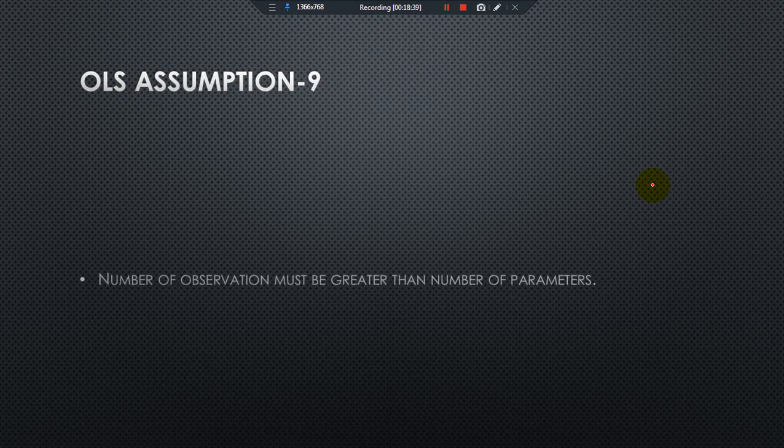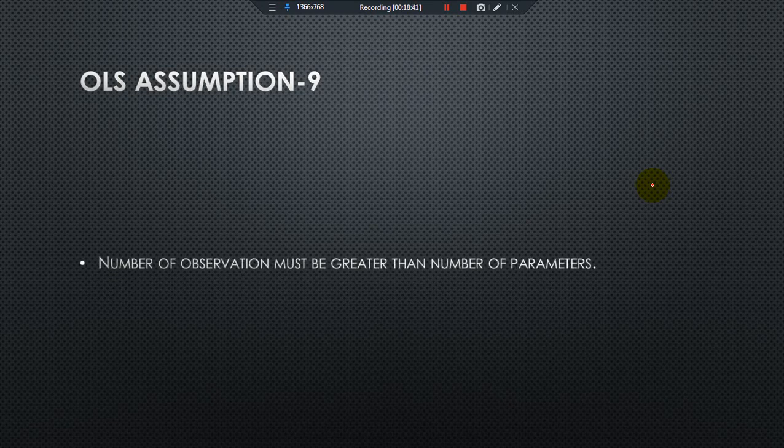Assumption 9. While talking about assumption 9, the number of observations must be greater than the number of parameters.